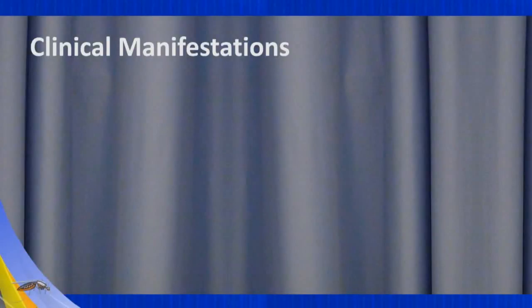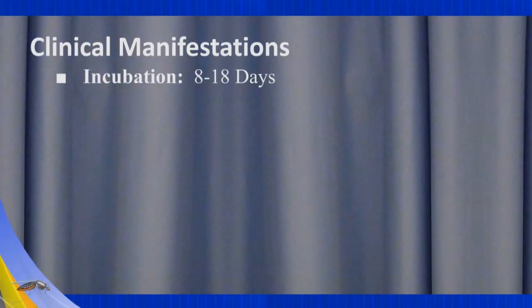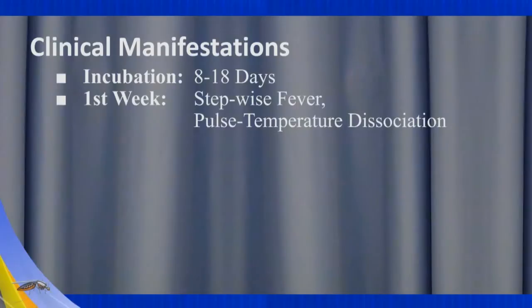Symptoms of typhoid fever begin after an incubation period of 8 to 18 days. The natural history of the disease roughly follows a 4-week course. During the first week of illness, typhoid fever classically presents with a, quote, "stepwise fever" and pulse temperature dissociation.